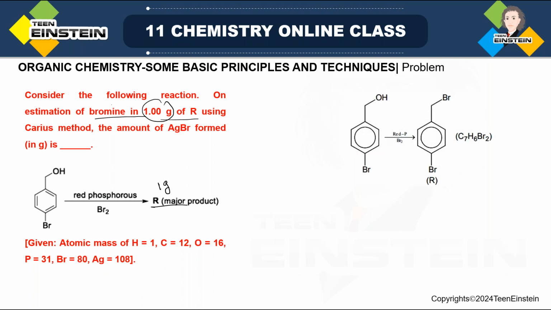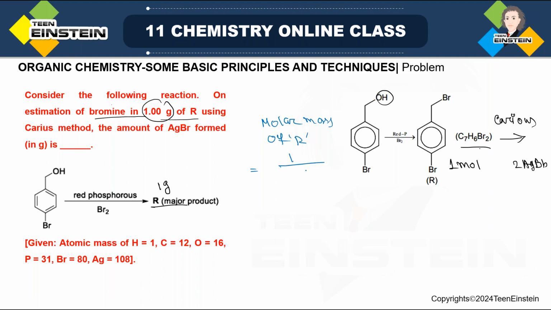So this is the reaction. In presence of red phosphorus and bromine, this OH will be converted to bromine. Now this molecule you have to find the molecular formula. Total number of carbon is 7, hydrogen 6, bromine 2. Now when you are treating this molecule with Carius method, from 1 mole of this compound, you get 2 moles of AgBr, because per mole of this compound you have 2 bromine atoms, right? Next, what we will do, we will find out the molar mass of this compound. That is molar mass of R.